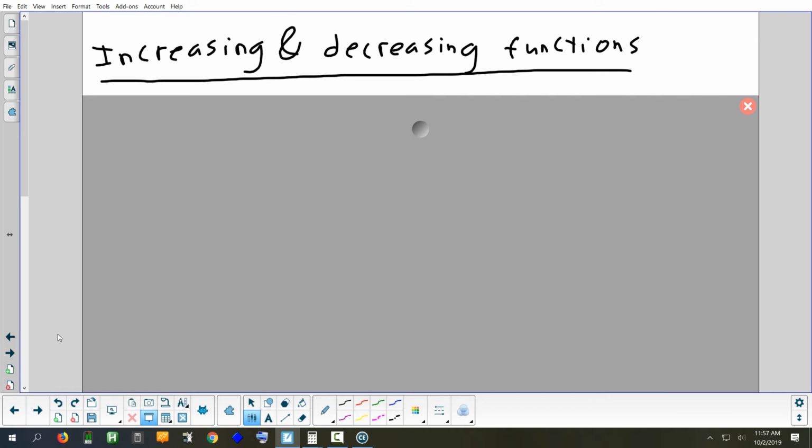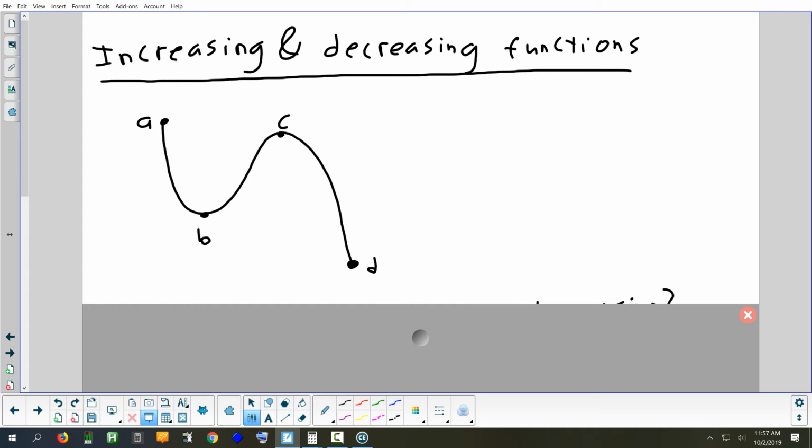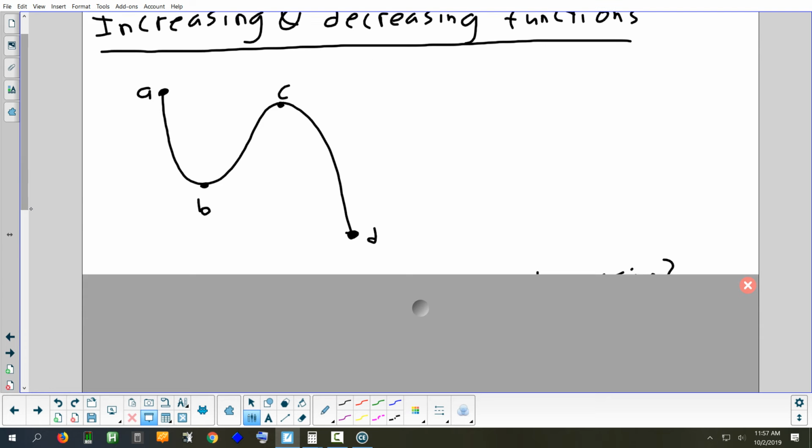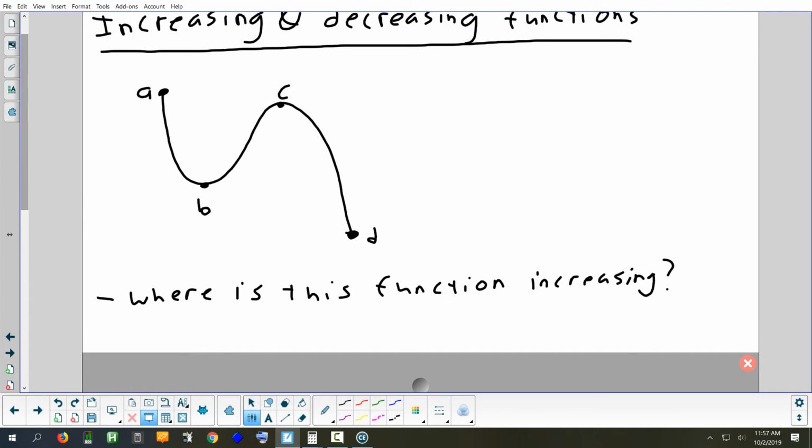All right, so the last thing ties in with local mins and maxes. Look at this picture. I've labeled B and C, which are local mins and maxes. And A and D, they're just like endpoints, just pretending that my graph stops. Let me ask you this first. Can anybody tell me where this function is increasing? From what to what? B to C. B to C, yep.